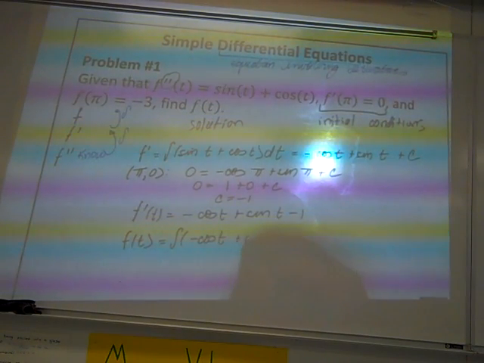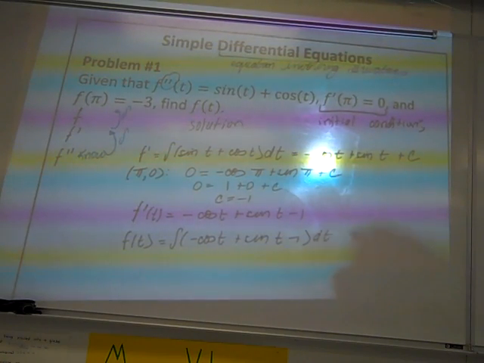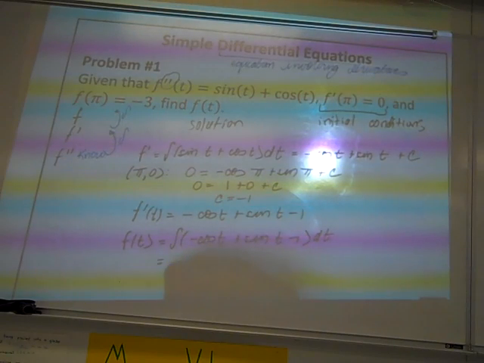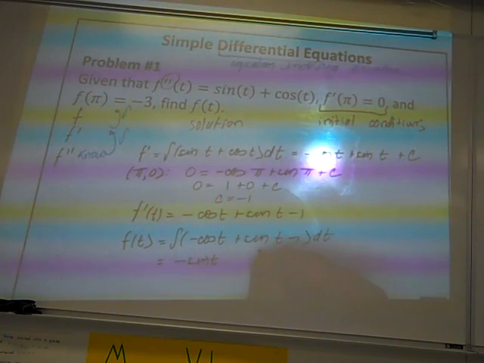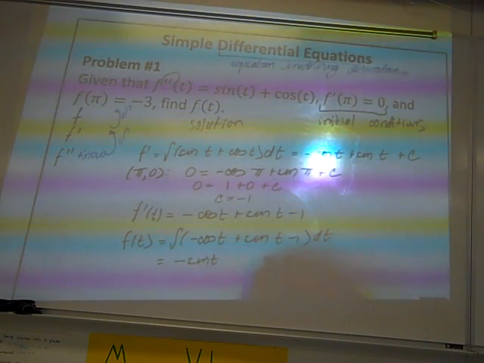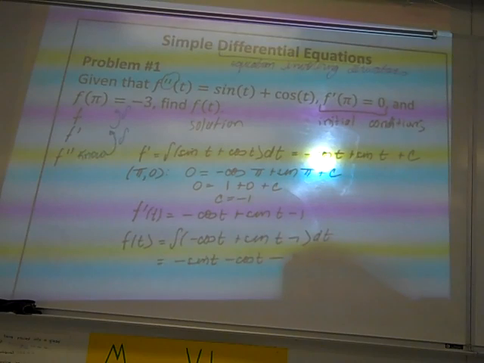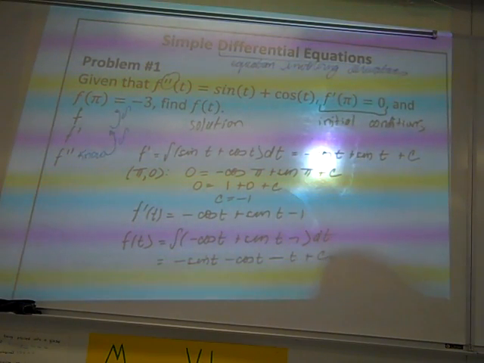So we integrate negative cosine of t plus the sine of t minus 1. We're going to integrate with respect to t. The antiderivative for negative cosine is negative sine of t. The antiderivative for positive sine will be negative cosine of t. The antiderivative for negative 1 is going to be negative t, plus another constant of integration.